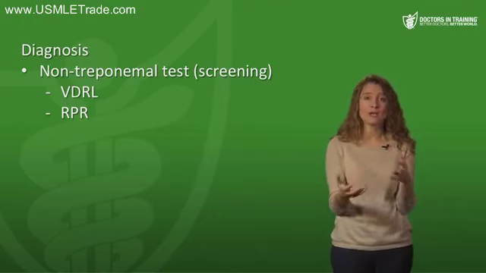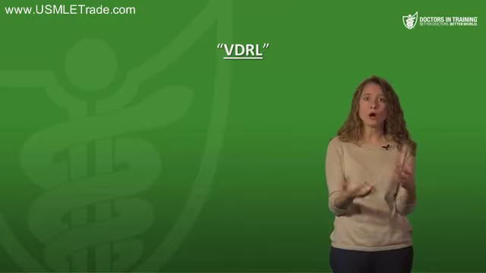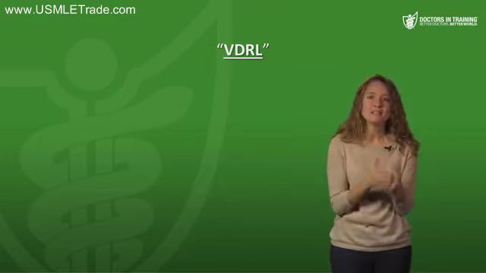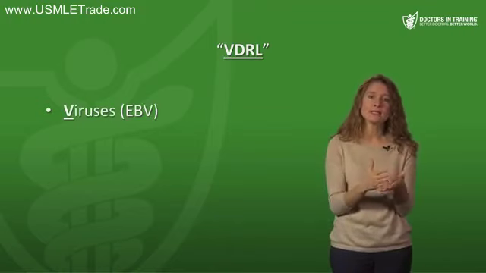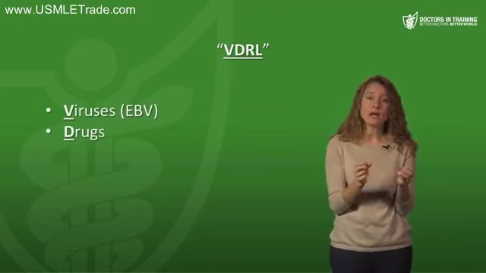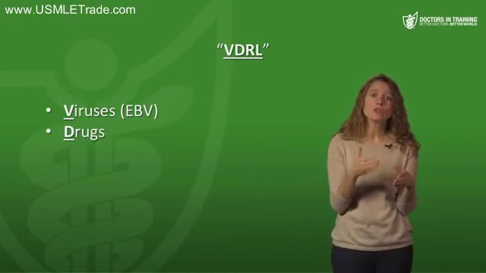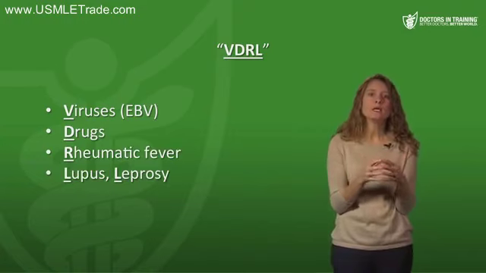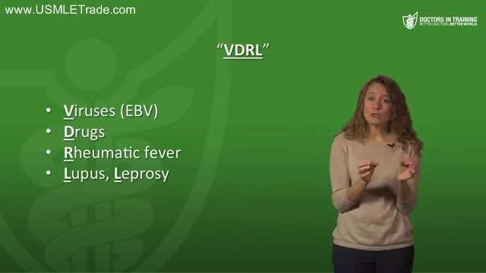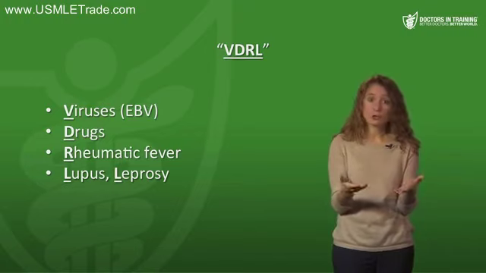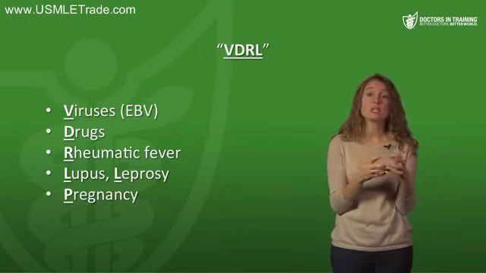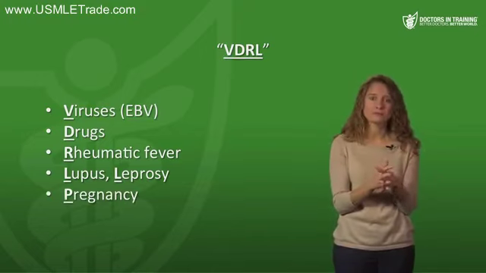and there's a mnemonic to help remember some of the causes of false positive VDRL or RPR, and the mnemonic is VDRL, which is very convenient. The V stands for viruses, like Epstein-Barr virus. The D stands for drugs, since IV drug users can have a false positive. The R stands for rheumatic fever, and the L stands for lupus or leprosy. And just so you know, all autoimmune diseases can cause false positives, not just lupus. And the other thing that isn't included in this very convenient mnemonic, but still important to know, is that pregnancy alone can be associated with a false positive.